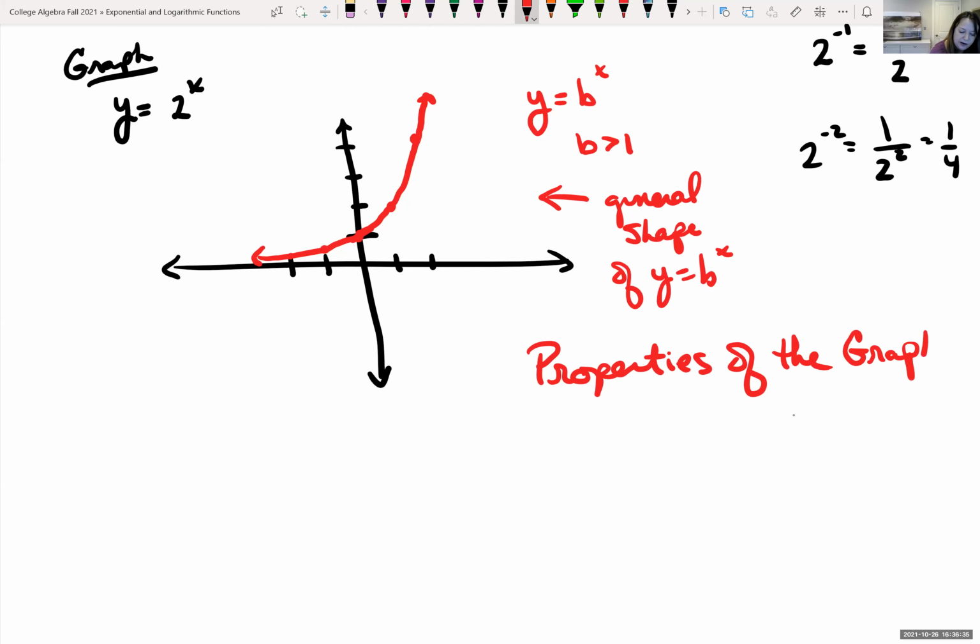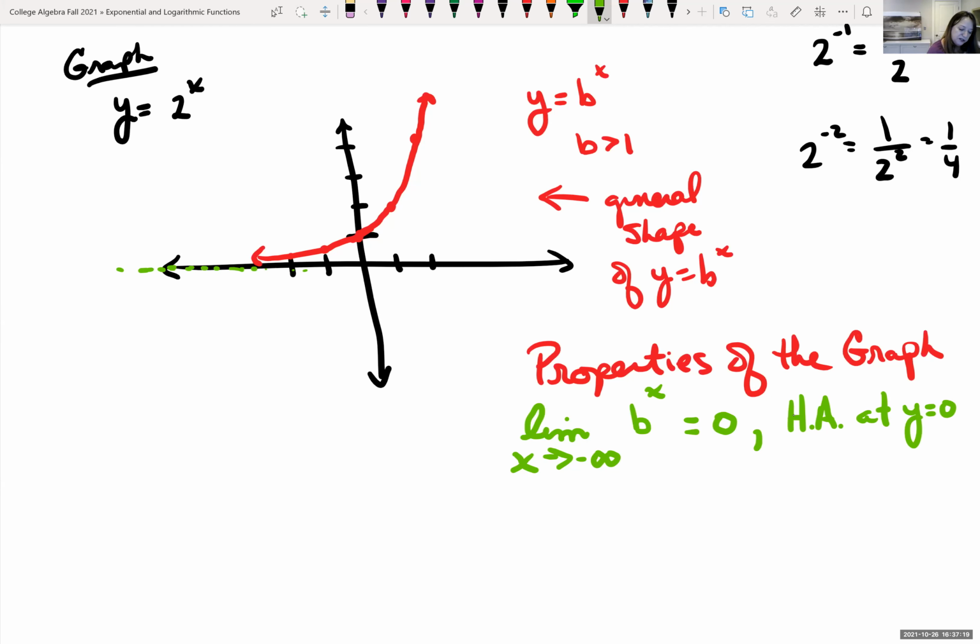Well, notice we have a horizontal asymptote on our x-axis. As x is going to -infinity, and remember we looked at how to write that, the limit as x goes to -infinity of b raised to the x power is going to the y value of 0. So another way to say that is we have a horizontal asymptote at y equals 0.